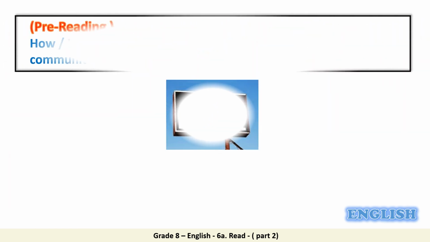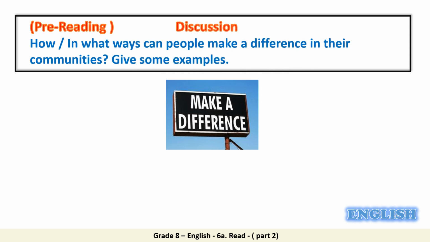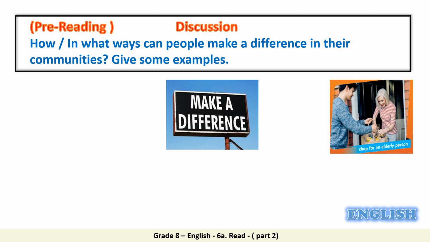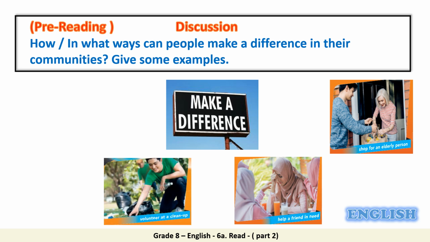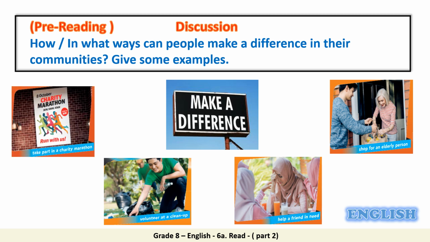As a pre-reading stage, I'd like to discuss this question with you. How or in what ways can people make a difference in their communities? Give some examples. Well, people can make a difference in their communities in different ways, such as helping elderly people with shopping, helping friends who are in need, volunteering at a cleanup event, or taking part in a charity marathon to raise money for the community.